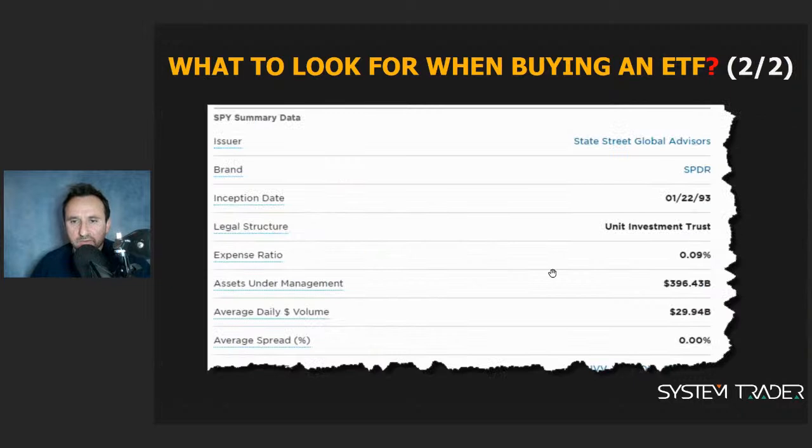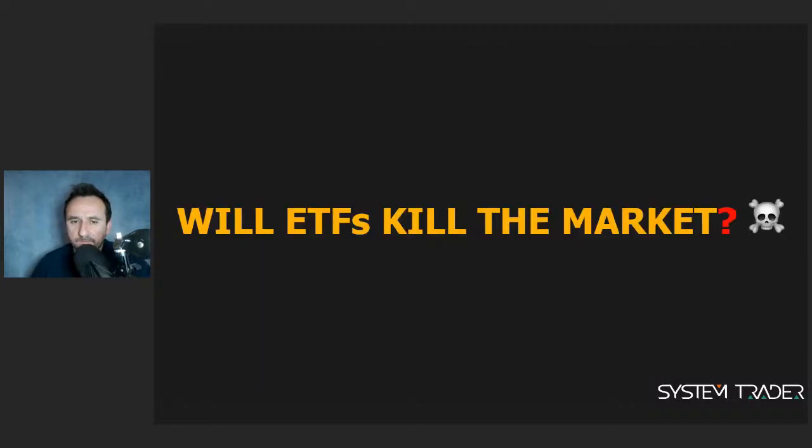And let's take another example. That's an American ETF listed on the American Stock Exchange, the SPY. State Street Global Advisors, that's the issuer, SPDR, that's the brand. It was incepted in 1993, and we see the expense ratio, the fee, is 0.09%. So basically, more or less similar information as we saw before.